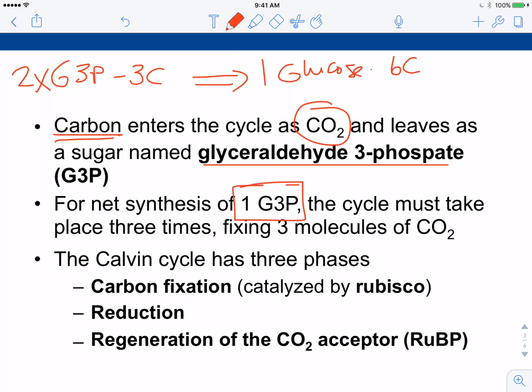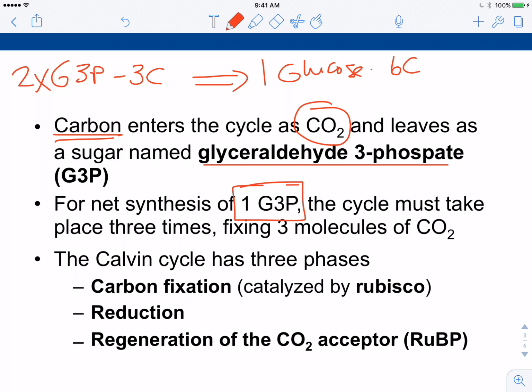Okay, so let's have a look. Here we have our carbon dioxide coming in, and we have 3 total coming in to make our 1 G3P. And they will be attached to 3 separate molecules of our carbon acceptor, which is ribulose bisphosphate, or RuBP. So these guys come in. This is a 5-carbon compound. Carbon dioxide is 1 carbon at a time. So we're going to attach that 1 carbon onto the 5-carbon right there to make a 6-carbon compound.